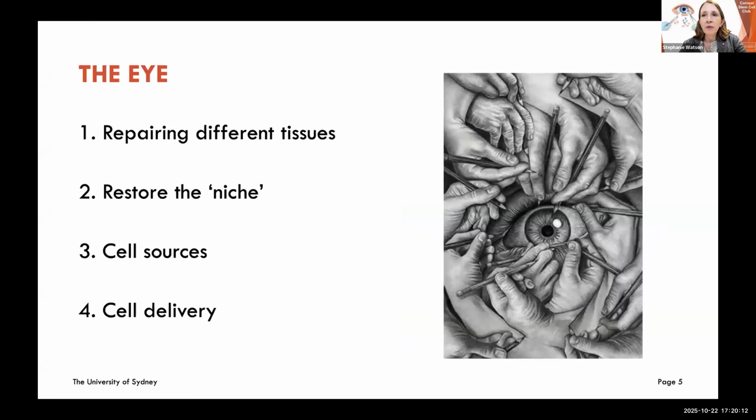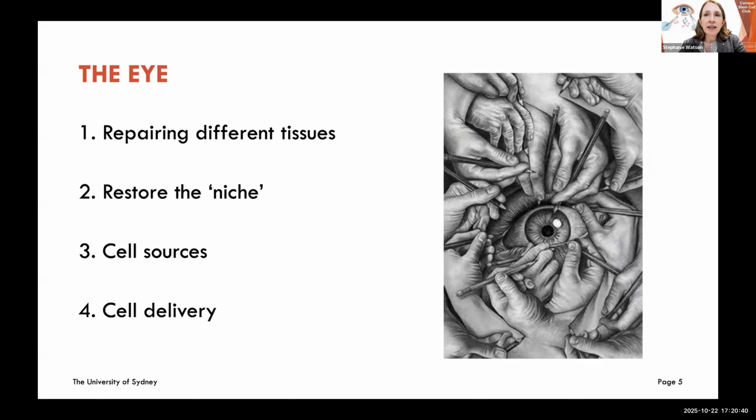So what are the challenges? Well, there's challenges for the eye and there's challenges for the patient. And so for the eye, the challenges include that we need to repair more than just one type of tissue in the eye, but also more than one type of tissue in the cornea. We need to restore what's known as the niche. This is the home of the stem cells. And so when we transplant a stem cell, we need to put it somewhere. And it's best if it goes into an environment that will support its health.